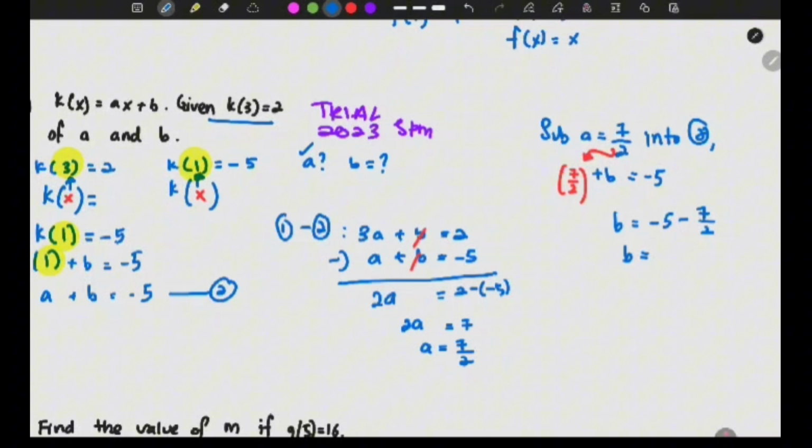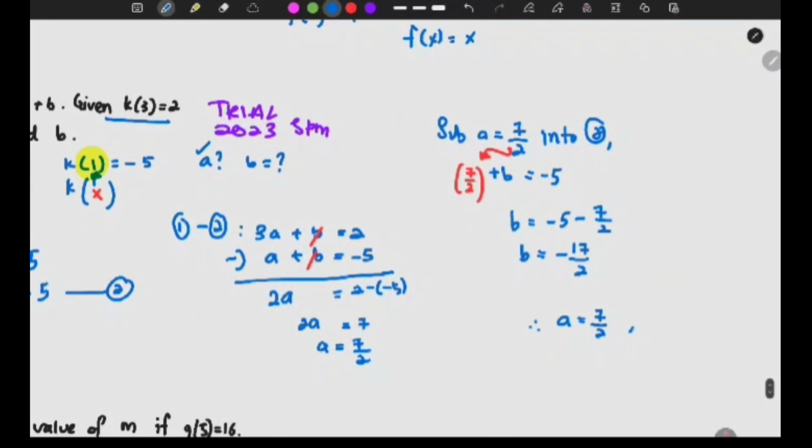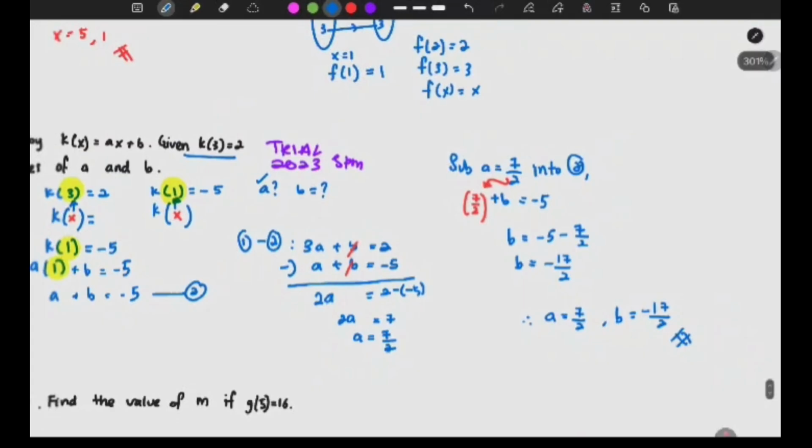Which is what the question asks us, to find both of them. Now let's go to the last question. Is this the last one? Yeah, this is the last one. Okay.